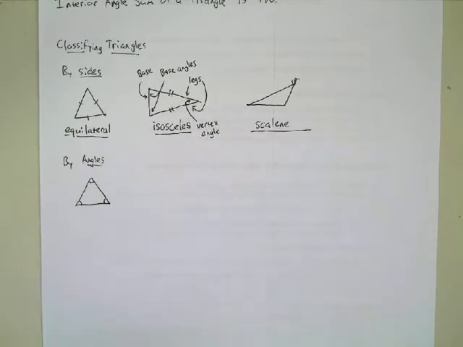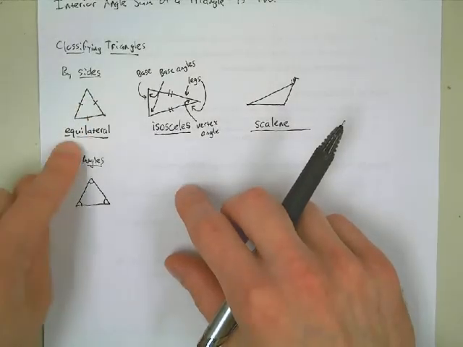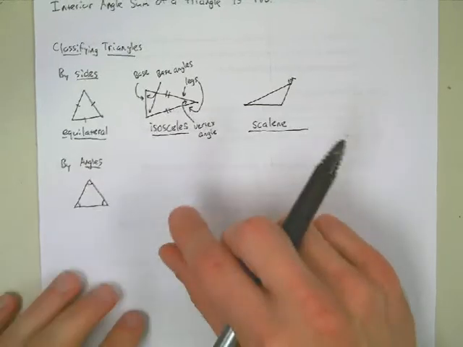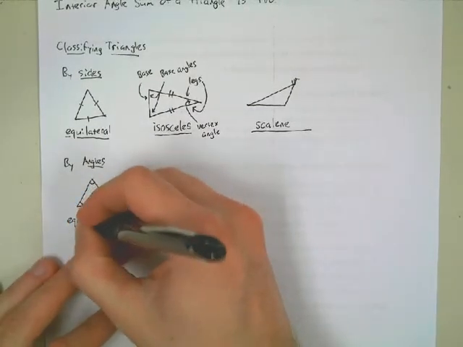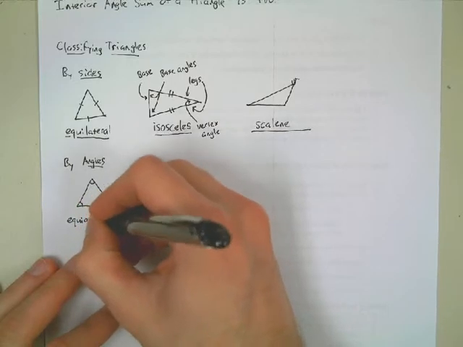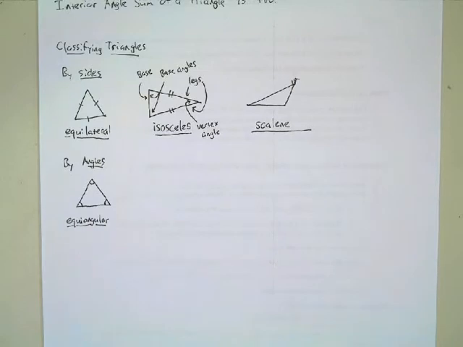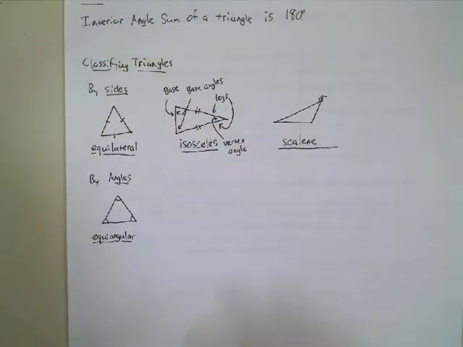And so if we called a triangle with equal sides equilateral, well, what do you think we're going to call a triangle with equal angles? Equiangular. They must be equal. So equal angles. Okay, so equiangular is the name of that triangle.